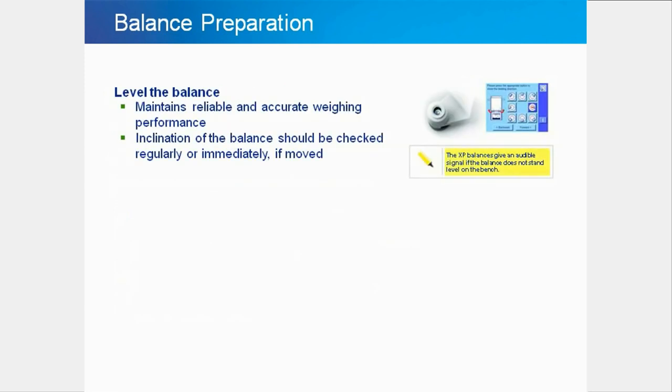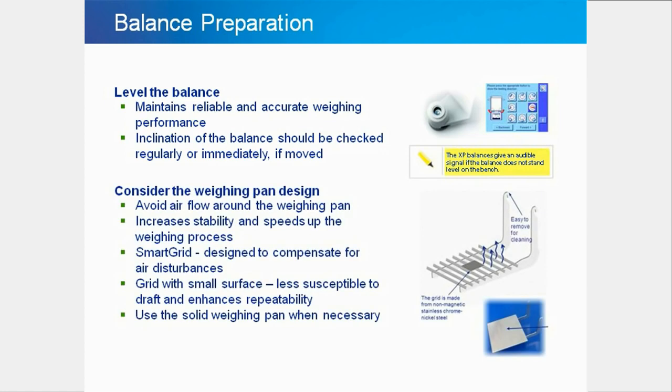In order to maintain reliable and accurate weighing performance, the balance must be maintained on a straight level. The inclination of the balance should be checked regularly or immediately if it has been moved. While weighing, avoid airflow around the weighing pan to increase stability and speed of the weighing process.